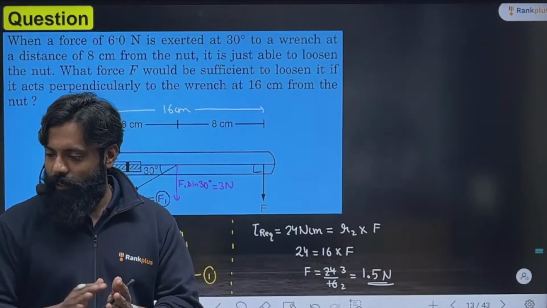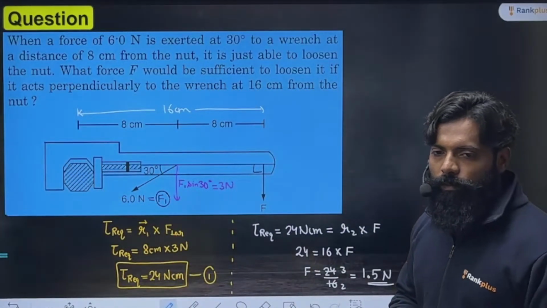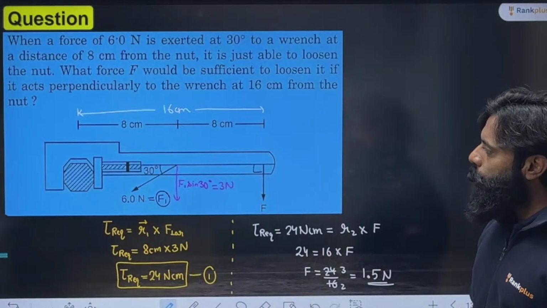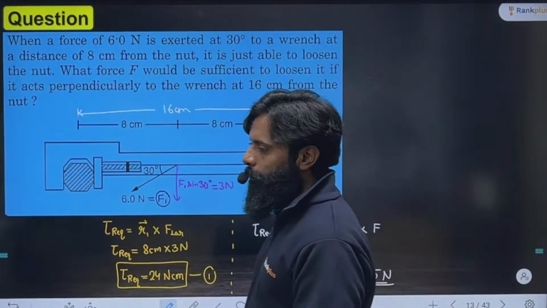Is this thing clear? This question is from H.C. Verma book. Very, very important question. I hope that this concept is clear to you. What is happening here? Is this thing clear? Please let me know in the chat.